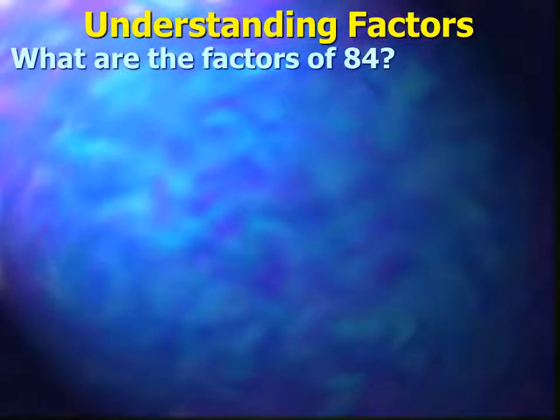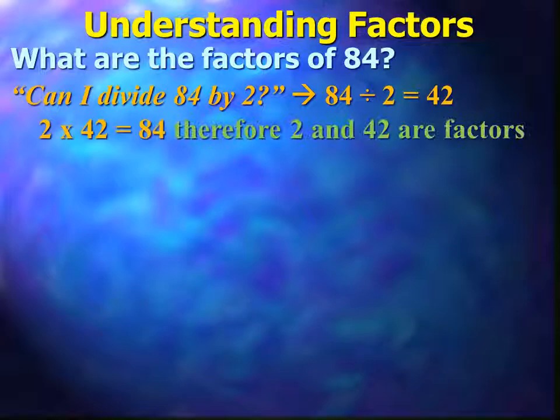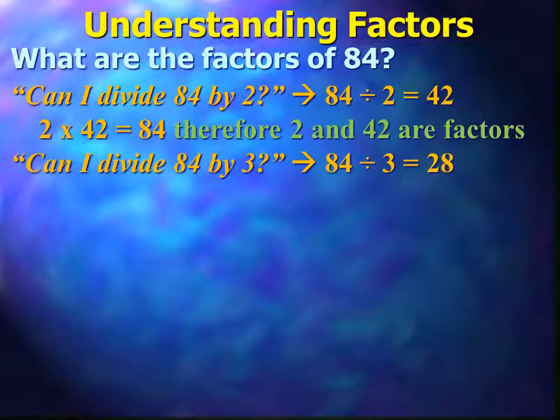Alright, let's figure out what are the factors of 84. Can I divide 84 by 2? If you've looked at 84, you can tell that it is an even number and all even numbers are divisible by 2. So 84 divided by 2 equals 42. Therefore 2 and 42 are factors because when you multiply them together, you get 84.